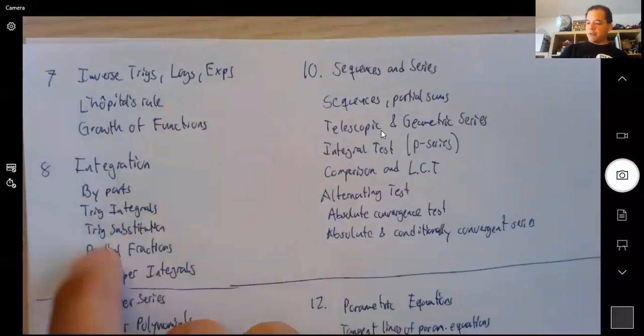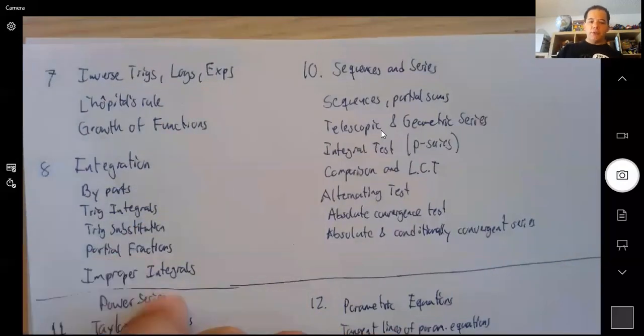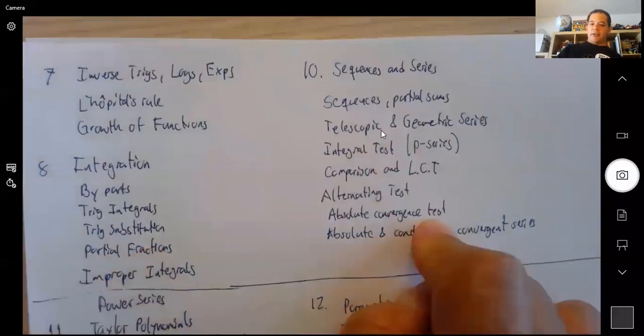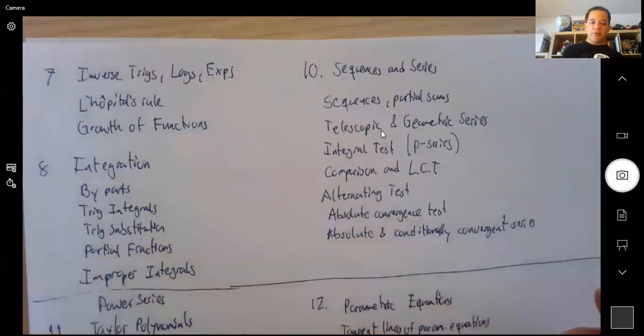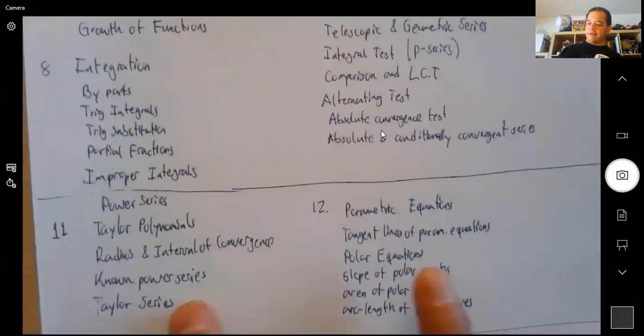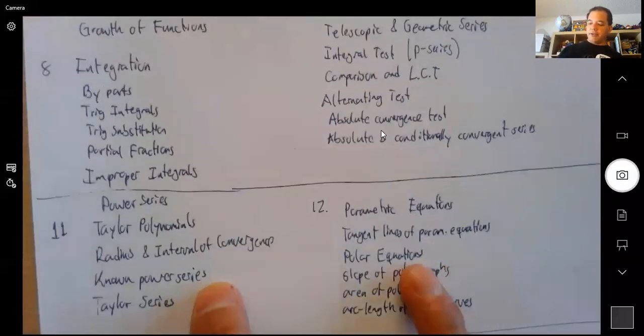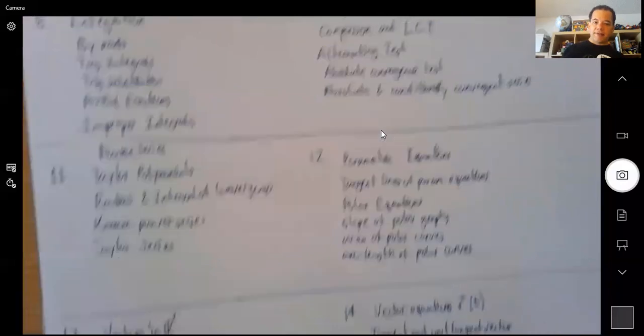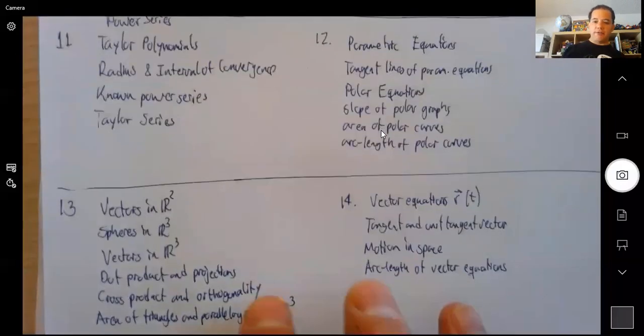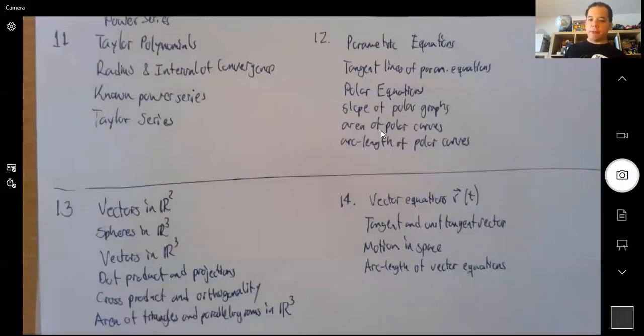Maybe we won't finish with chapter 8. We'll continue with chapter 8 tomorrow and chapter 10. And then Wednesday we'll do these two, 11 and 12. And we'll leave the last day to do 13 and 14. All right, so that's my plan.